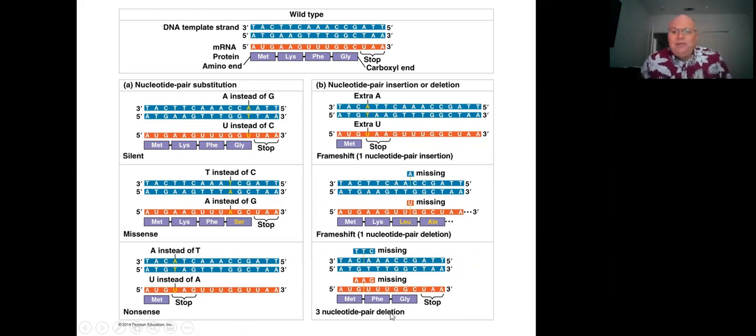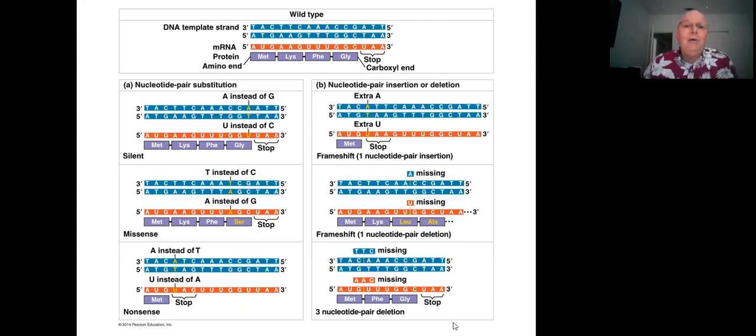Here's the one situation that may not be quite so critical. If you either delete a whole codon or insert a whole codon. Very rare, but has been known to happen. Again, this would be kind of equivalent to a missense mutation because the vast majority of the polypeptide is intact. You've just lost a single amino acid. So this may actually still be a functional polypeptide.